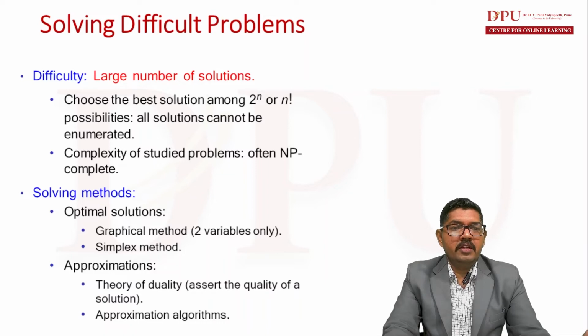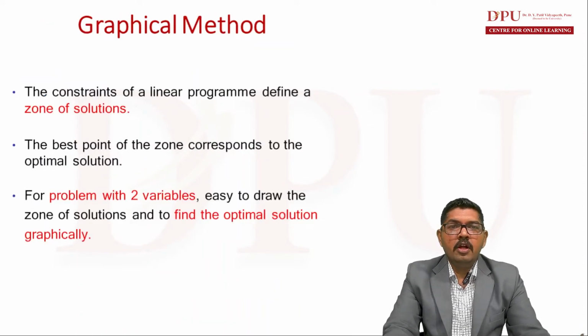So the solving methods: we can use the graphical method or simplex method, or there can be approximations such as theory of duality and approximation algorithms. Let us study the graphical method. The constraints of a linear program define a zone of solution. When we solve this formulated model, we get alternative multiple solutions, a zone of solutions, but we need to identify the best solution also.